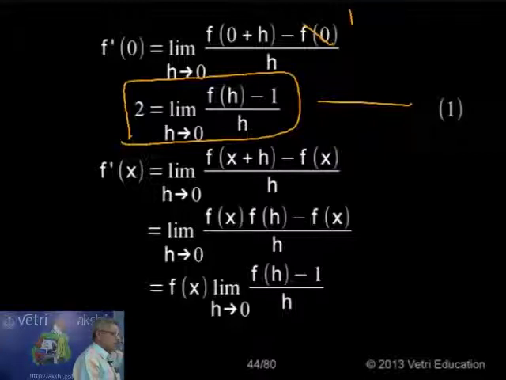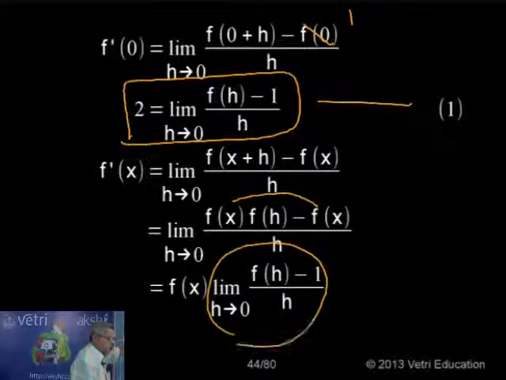Limit h tends to 0. f of x plus y is f of x times f of y. I am using that condition. f of x plus h is f of x times f of h, minus f of x, by h. f(x) is common in these two terms and is independent of h. Therefore, that is taken out: f(x) limit h tends to 0 of (f(h) minus 1) by h. The limit of (f(h) minus 1) by h as h tends to 0 is 2. Therefore, this is replaced by 2.